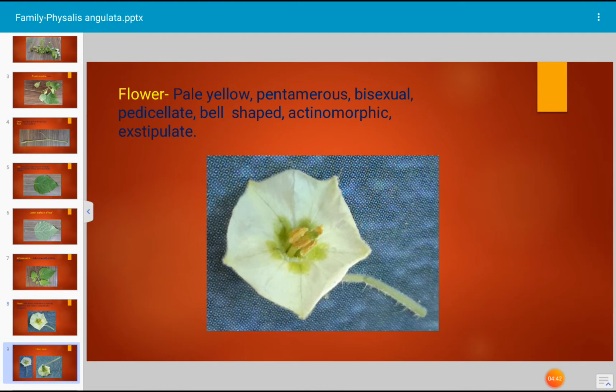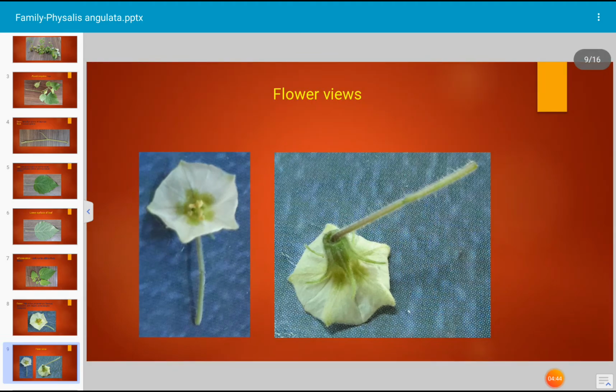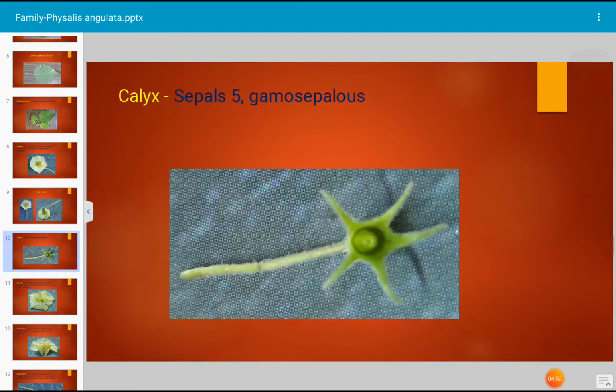Okay, next, these are the flower views. Different views of the flower. This is the back side of the flower, and this is the front side of the flower. Next, this is the calyx of Physalis angulata, family Solanaceae. Calyx consists of sepals. There are 5 sepals in the calyx, and all these sepals are united, hence the calyx is gamosepalous.